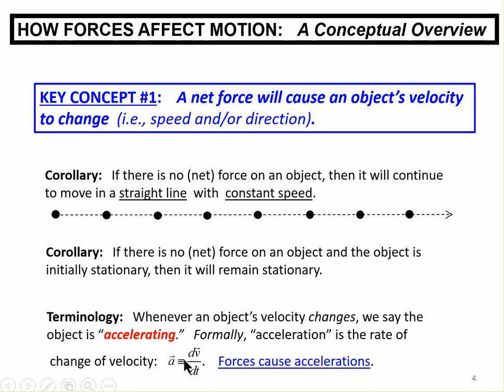If you're not in a calculus-based physics class, that's okay. Just think of it as follows. Anytime the velocity of an object changes, in other words, its speed changes, or its direction changes, or both of them are simultaneously changing, in either case, we say the object is accelerating. So this first concept here is basically saying that a force on an object will cause it to accelerate.